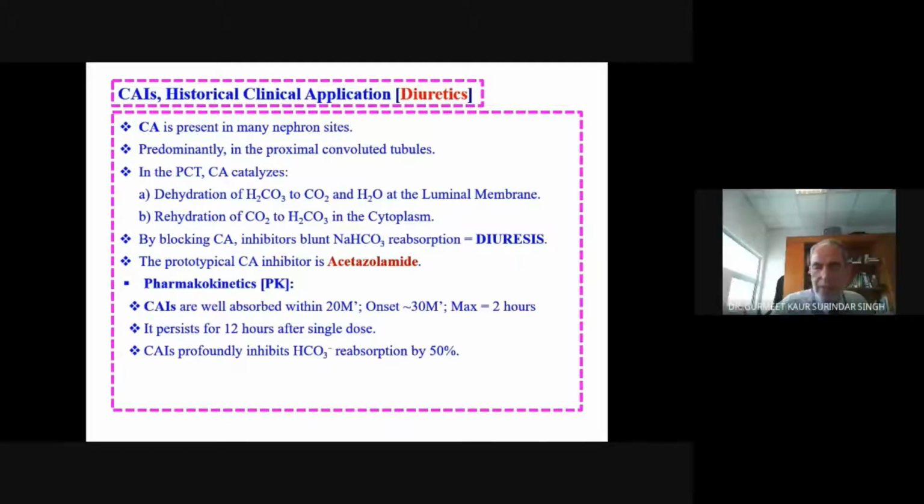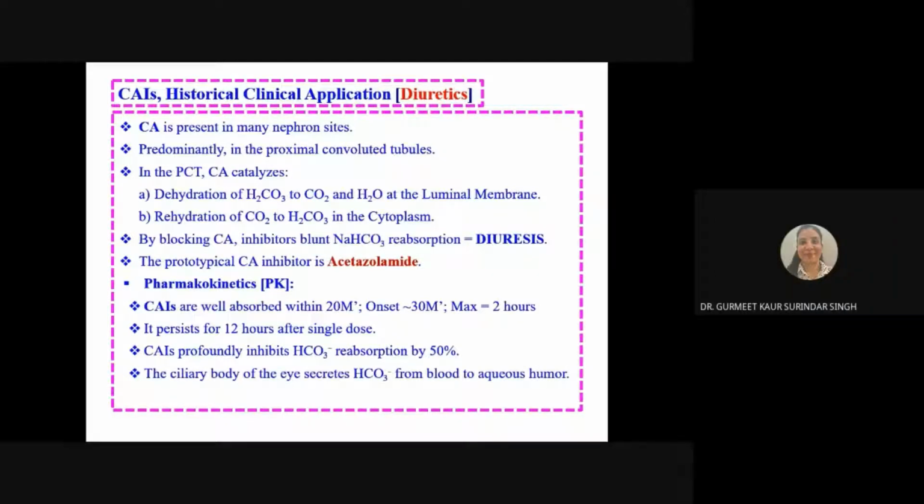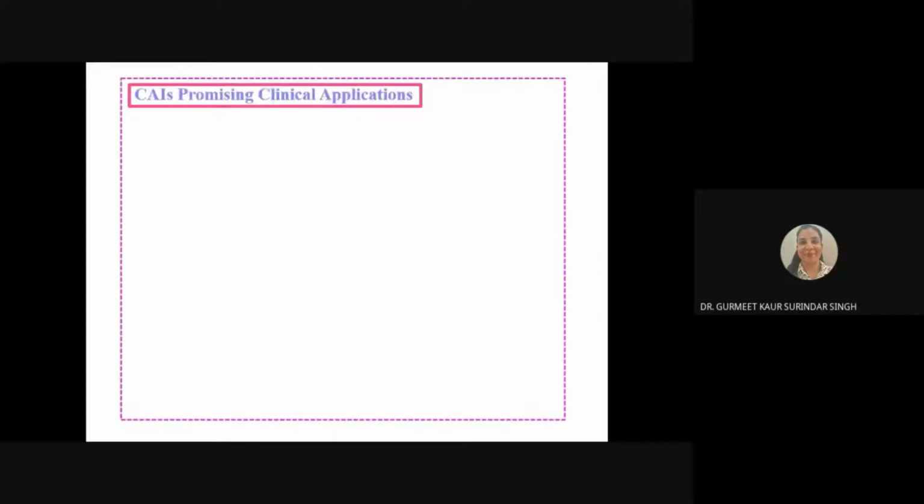And also it reduces the reabsorption by 50%, and so it is a moderate diuretic agent. It is also very important in the ciliary body of the eye, where it reduces the secretion of bicarbonate, and so is very important in the treatment of glaucoma. In addition, it is used topically, and topical use allows avoiding the side effects of sulfonamides and the deleterious effects of these compounds.